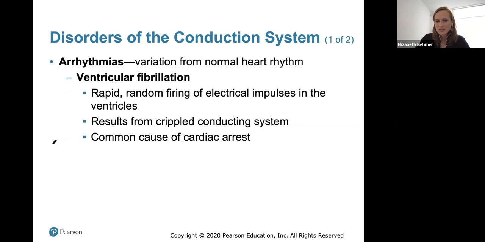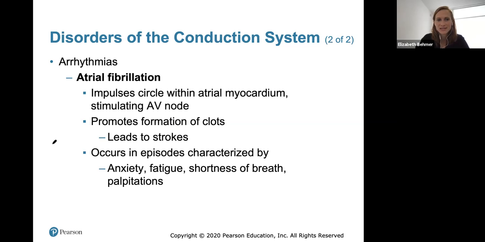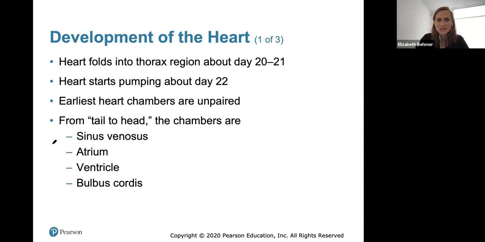Arrhythmia is a variation from normal heart rhythm. Ventricular fibrillation is rapid, random firing of electrical impulses. This can result from a crippled or damaged conducting system, and this is a common cause of cardiac arrest. You can have atrial fibrillation, which are impulses circling within the atrial myocardium, leading to strokes. It occurs in episodes characterized by anxiety, fatigue, shortness of breath, or palpitations.